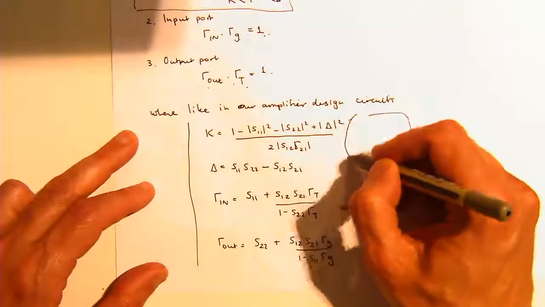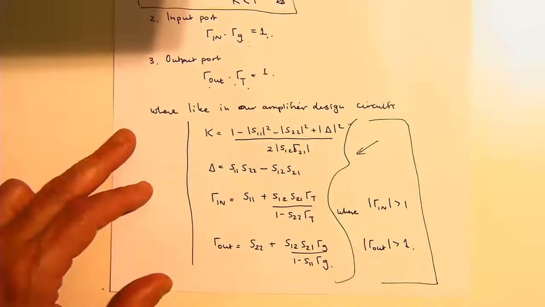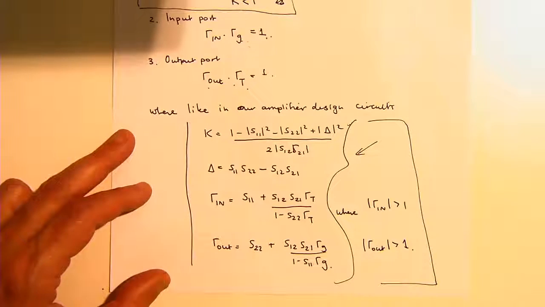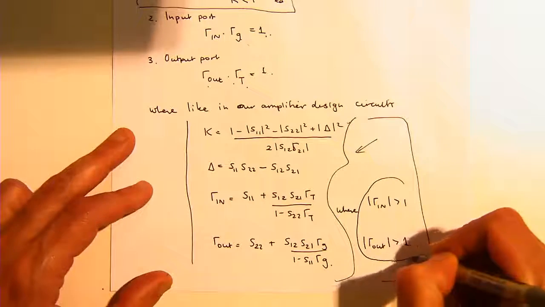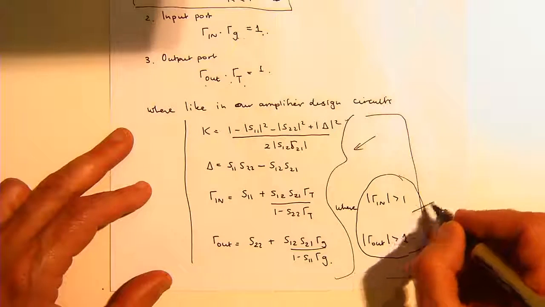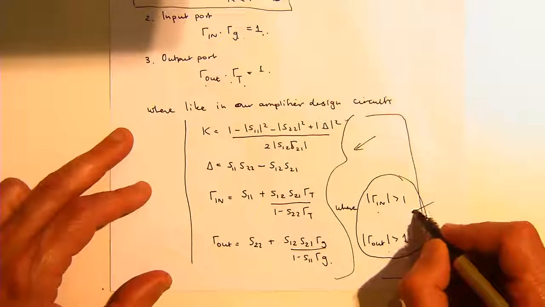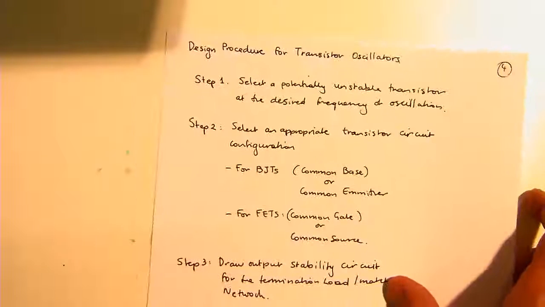These bits here are your standard equations that you've used and loved when you were doing your design for your power amplifiers. But there are also a couple of extra conditions. In order to ensure that we've got this instability, we need gamma in and gamma out to be greater than 1. Okay, let me finish there, and on Friday we'll go through the process of actually designing an oscillator.